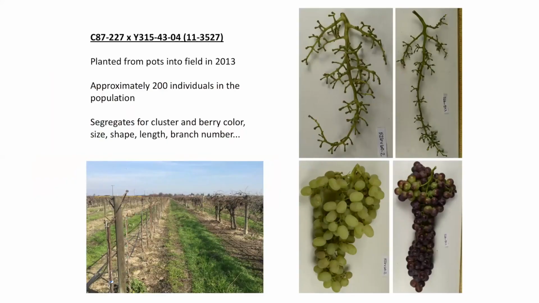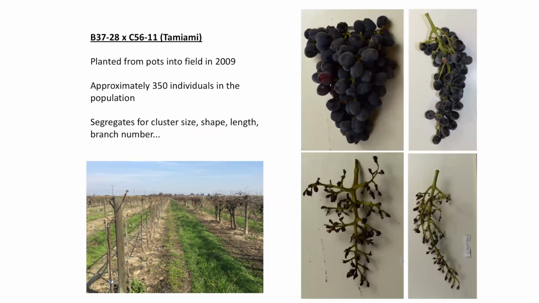So for this phase of the project, I have two different populations that we're working with. They're both field-grown plants. The first population is our 113527, and this is about 200 different individuals. They segregate for cluster size, shape, berry color, size, shape. You can see an example over there on the right. And this is our second population, the Tamiami, again a set of field-grown plants. This one has about 350 individuals, but you can see that it still segregates for a number of different cluster characteristics.